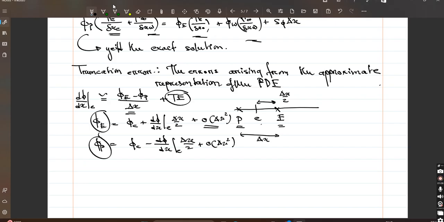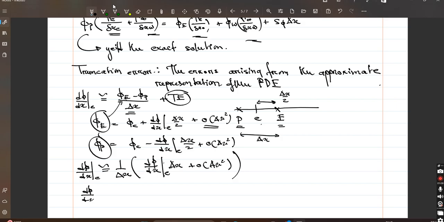Now we put these two values here. What do we get? We get d phi dx at E, which is nothing but an approximation of 1 by delta x of phi E minus phi P. The phi e terms get cancelled and the other terms just get added up, and delta x by 2 becomes delta x, so it will be d phi by dx at E times delta x plus order of delta x square, right?